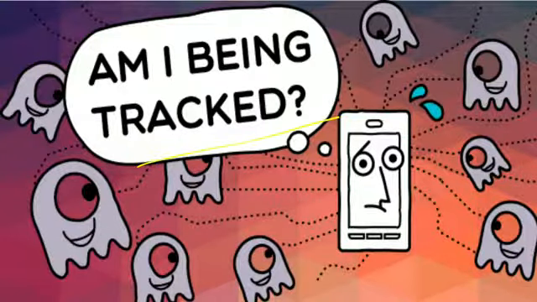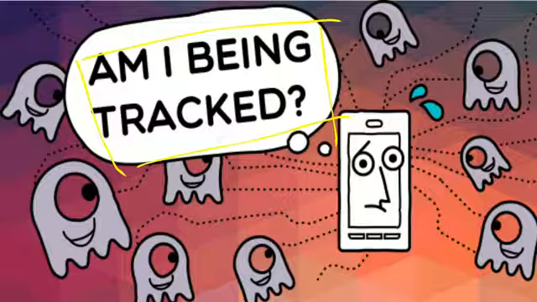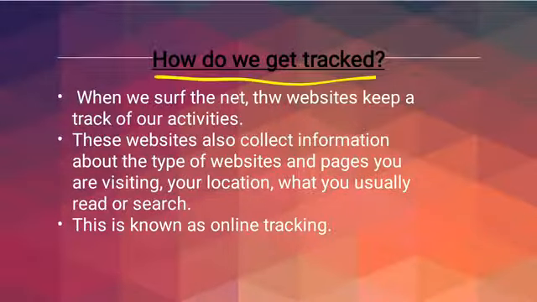As you can see here, am I being hacked or tracked? So how will we come to know this, and how are people tracking us? Let us see and understand it very easily. And as you know, we are doing it in a point-wise method. So let us start. How do we get tracked?